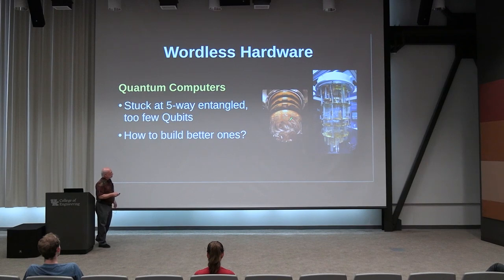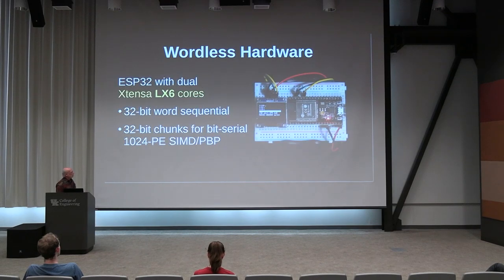So here's one of Google's machines, here's one of IBM's. Suffice to say, they're really beautiful chandeliers, but right now they're not great as computing devices. Okay, so what can we do that we can run this on? Well, how about this little scary thing?